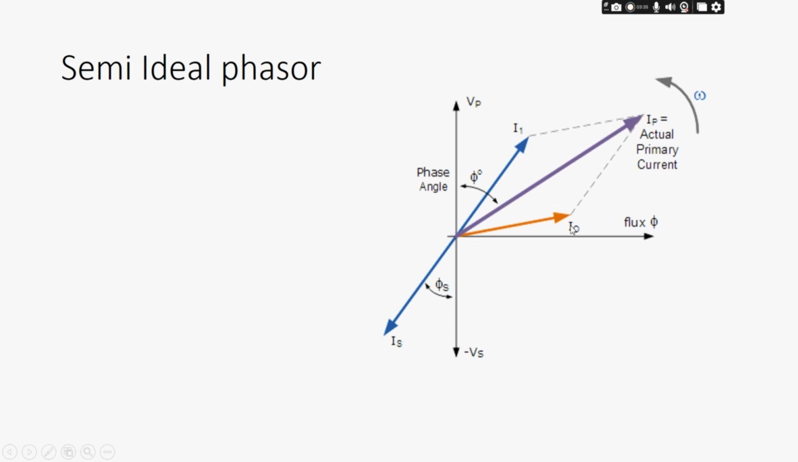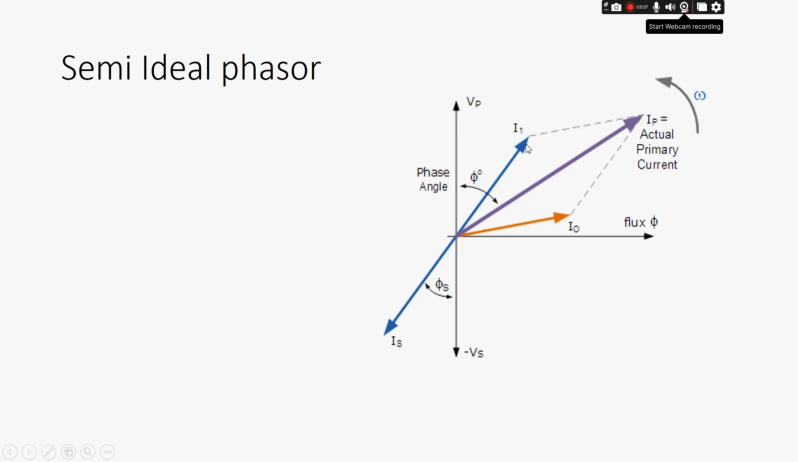And we already had this I naught current, that is to say, the no load current. That is composed of magnetizing current and core loss component of current. Adding both of these, we actually get the primary current. So that means suppose we have a 20 ampere current developed in the secondary.